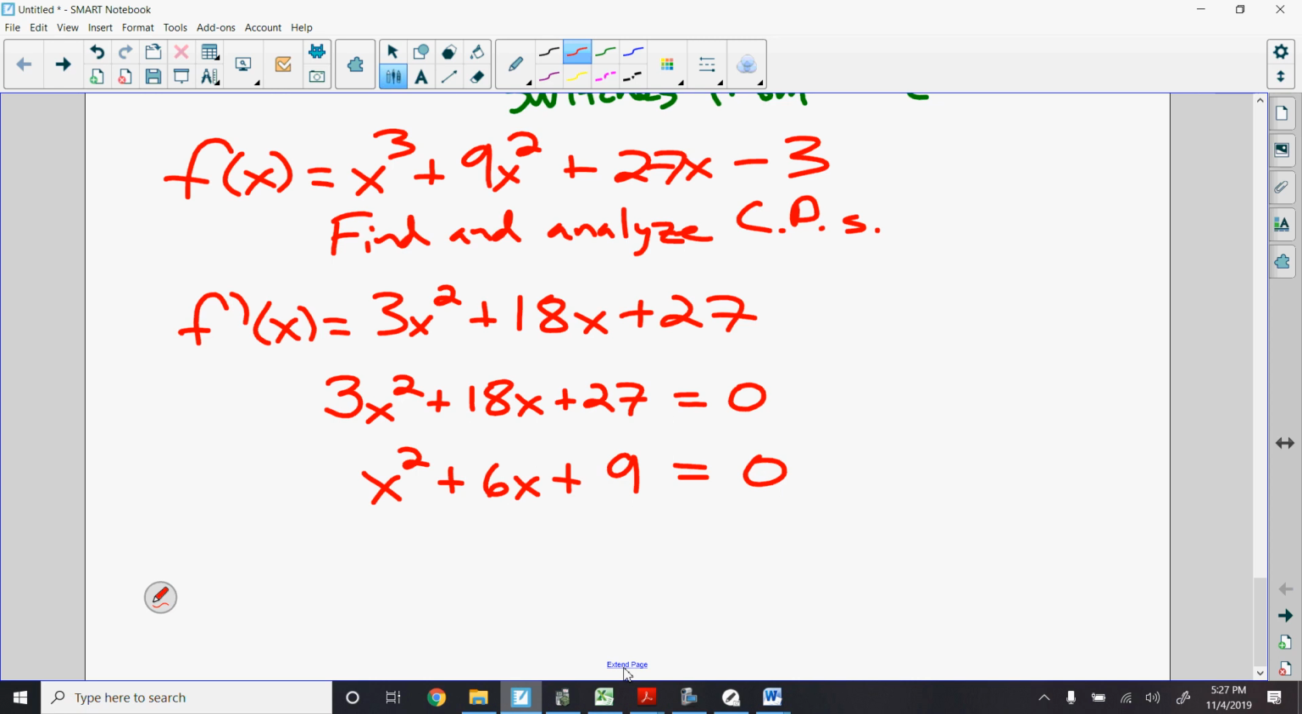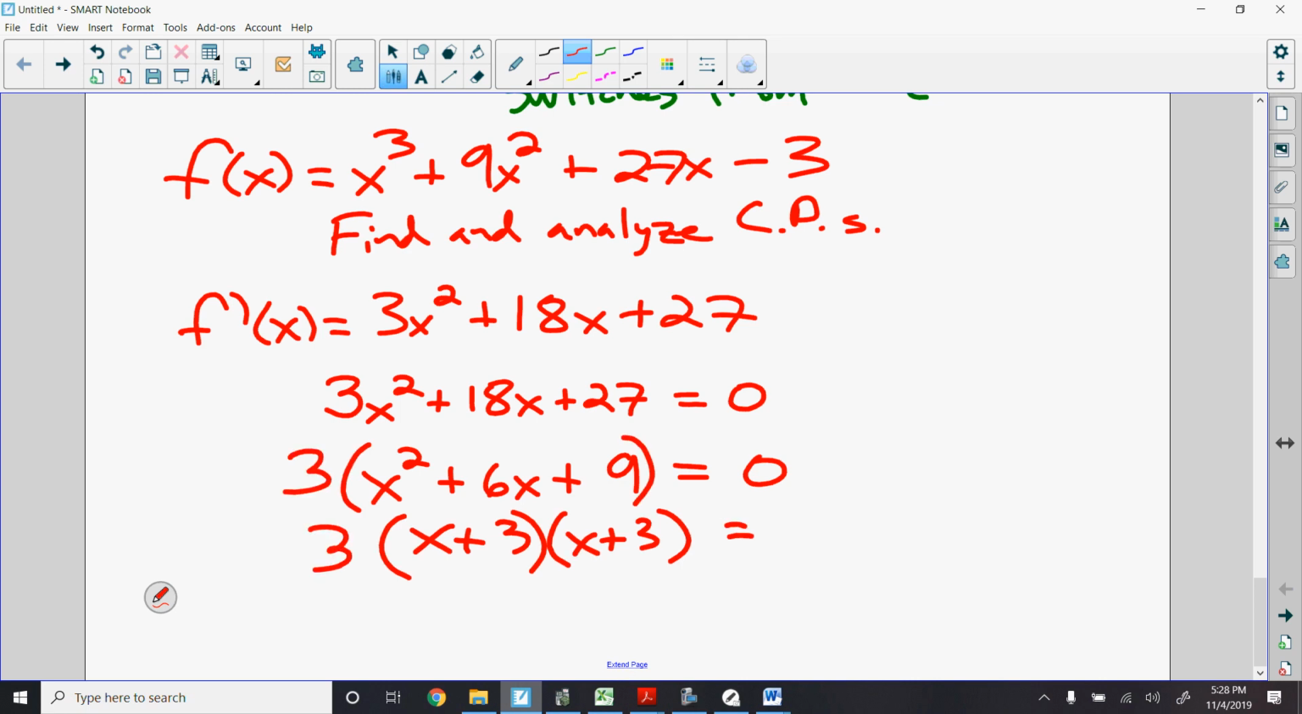Then I'm going to go ahead and do my RS method. What numbers multiply to 9, but add to 6? That would be positive 3 and positive 3. And again, if you want, you can think of this as factoring out that 3. Okay. Either way, it doesn't matter. We get one solution here, and we get a value of x equals negative 3. So that's our only critical point. So what I want to do then is plot that on my f prime number line.